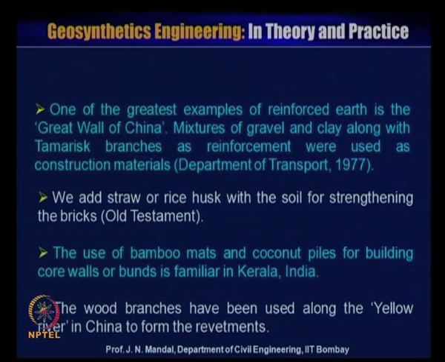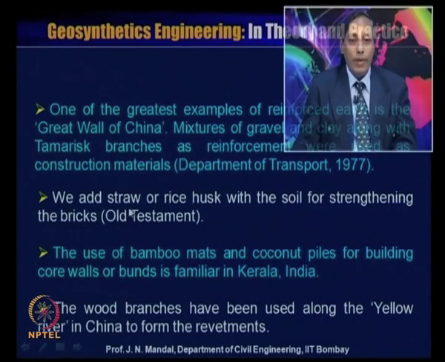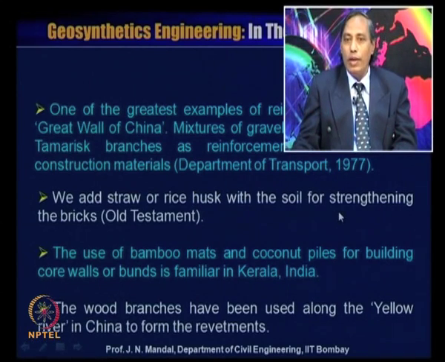I will focus on some examples. One of the greatest examples of reinforced earth is the Great Wall of China. This is a mixture of gravel and clay along with drumstick branches used as reinforcement in the construction material. This is from the Department of Transport, 1977. We add straw and rice husk to the soil for strengthening the brick, as in the Old Testament. The use of bamboo mat and coconut pile for building the core wall or bund is very familiar in Kerala, India. Wood branches have been used along the Yellow River in China to form the revetment.